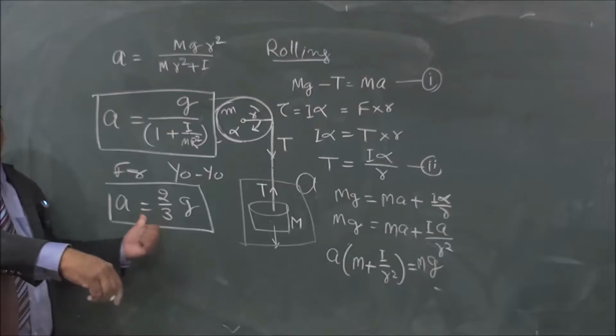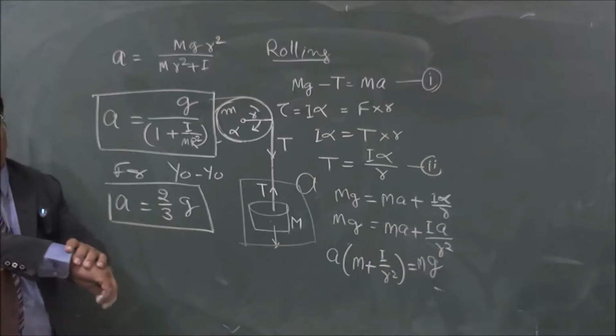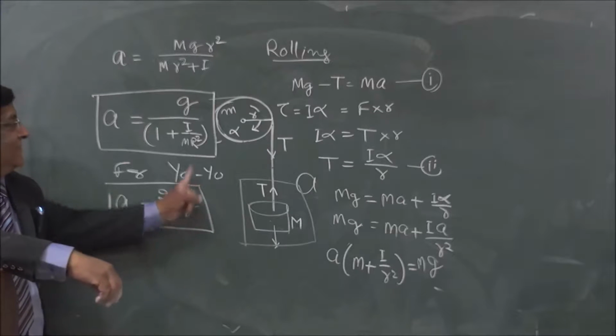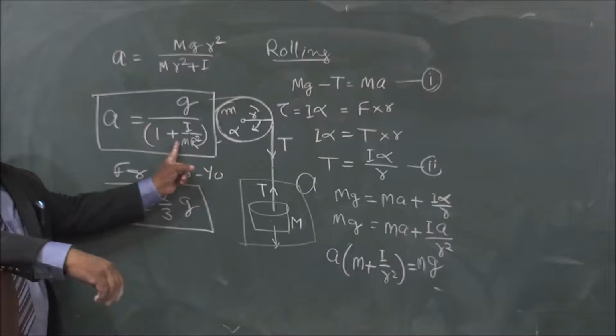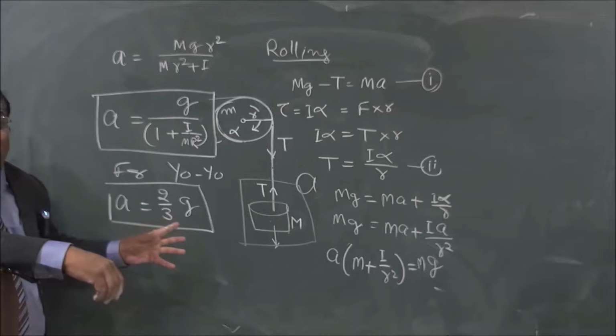So you have solved the yo-yo problem. What is the acceleration of a yo-yo? 2 by 3 g. What is the acceleration of the bucket? This is the Indian problem. This is the American problem. Which is more difficult?